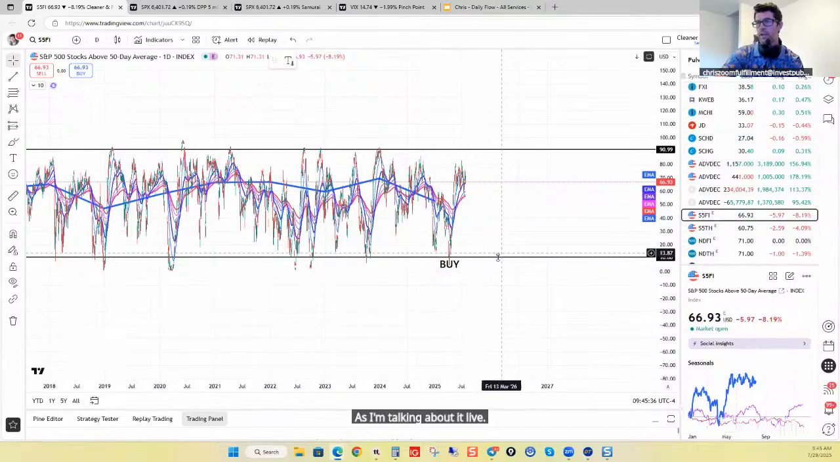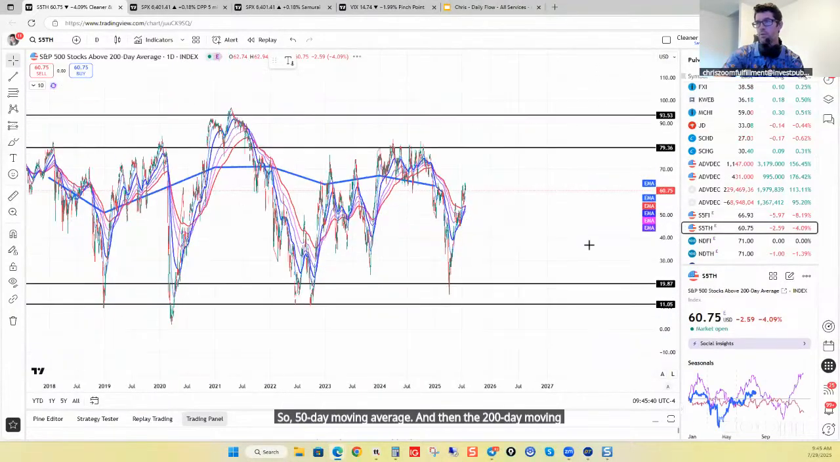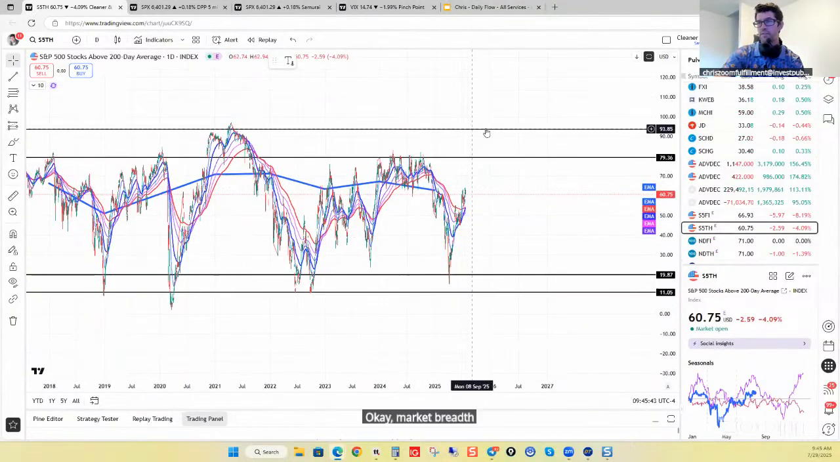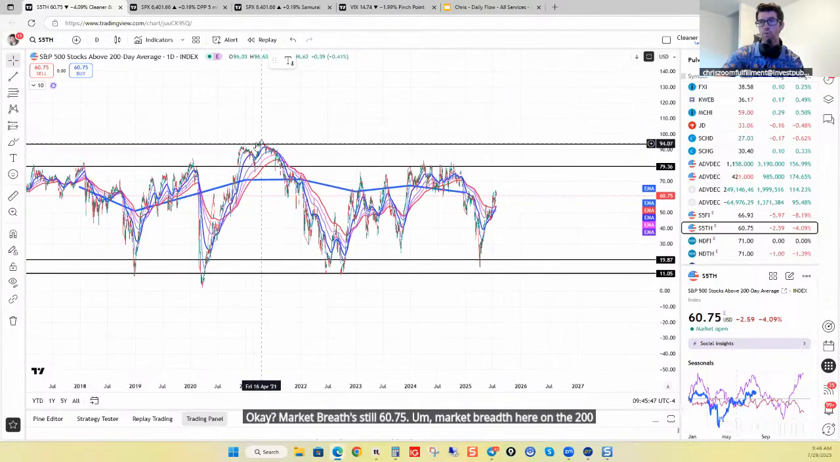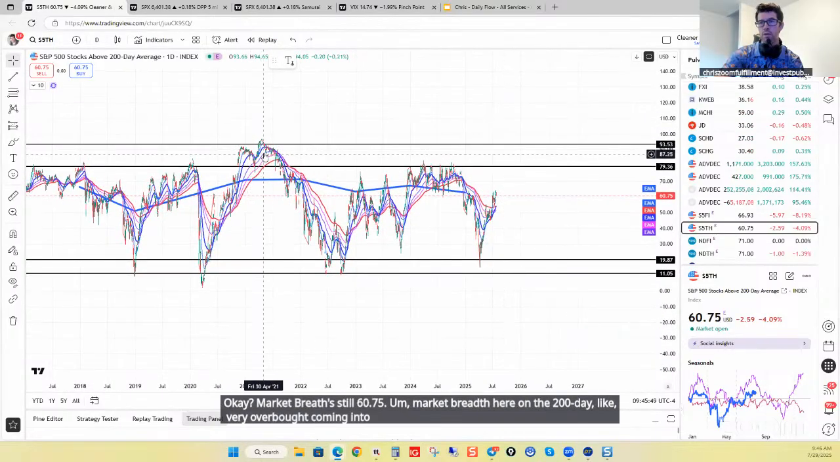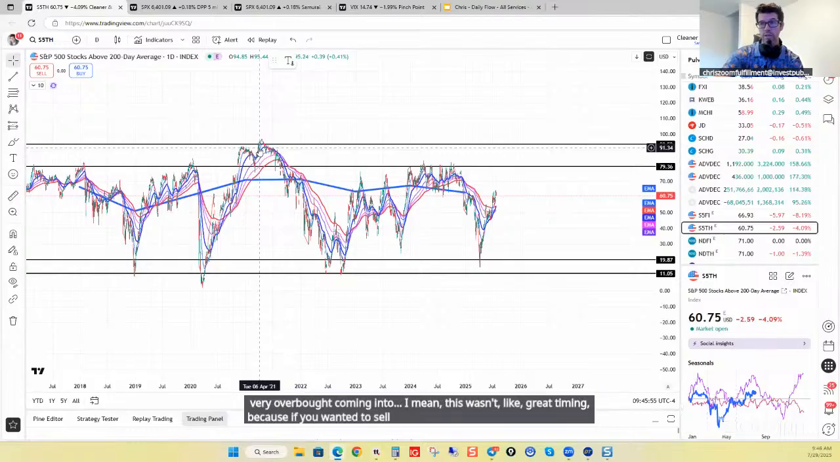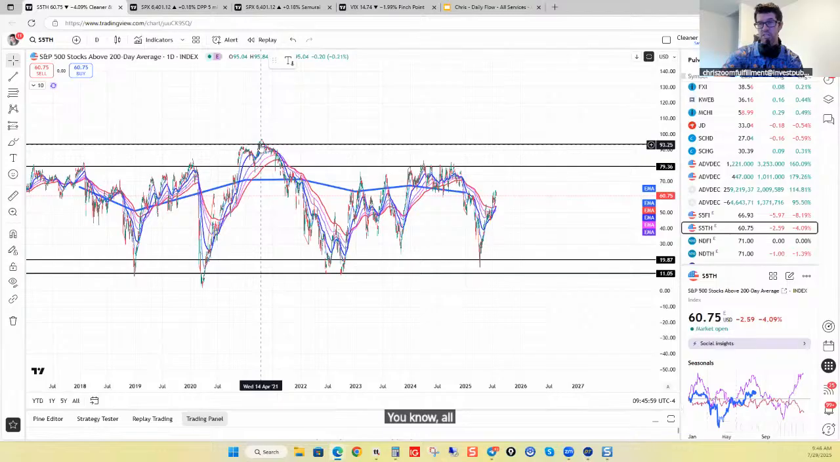So 50-day moving average, and then the 200-day moving average. Market breadth still 60.75. Market breadth here on the 200-day, very overbought coming into this. And I mean, this wasn't great timing because if you wanted to sell the market here in April 2021, it was a terrible sell. All it was was dips, right?